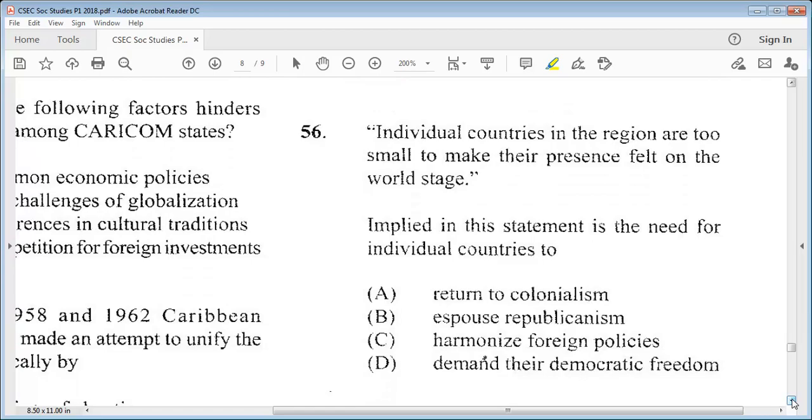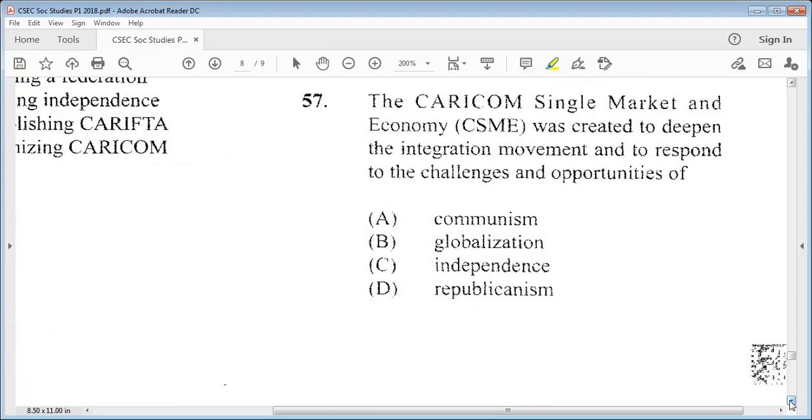Individual countries in the region are too small to make their presence felt on the world stage. Implied in the statement is a need for individual countries to A, return to colonialism, B, espouse republicanism, C, harmonize foreign policies, or D, demand their democratic freedom. We know it would be harmonize foreign policies, C. Let's go on to 57.